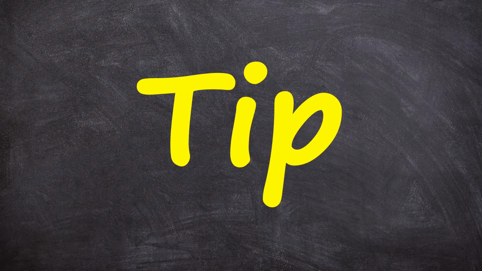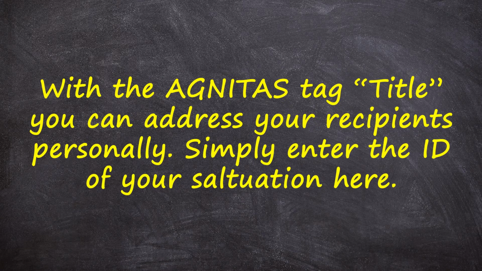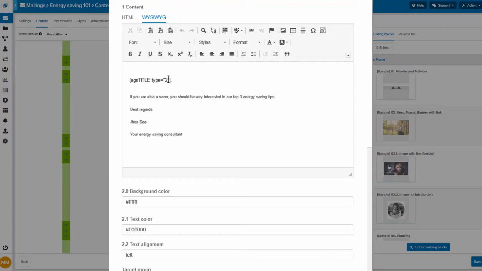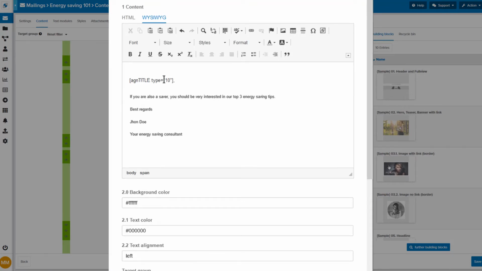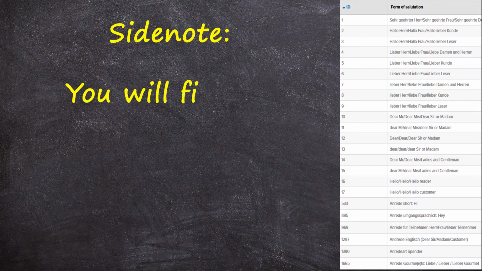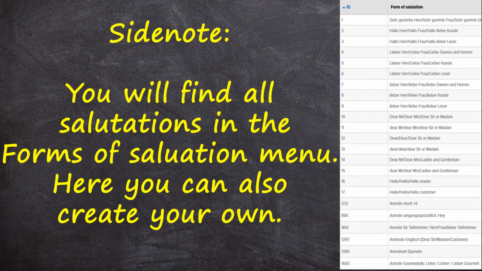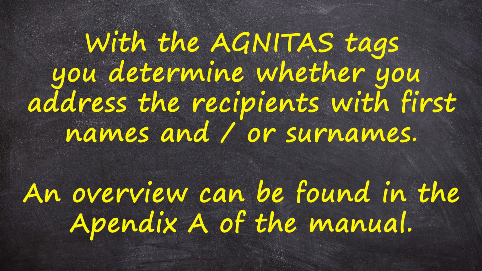Tip: with the AGNITAS tag title, you can address your recipients personally. Simply enter the ID of your greeting here. Side note: you will find all standard greetings in the Forms of Salutation menu. You can also create your own. With the AGNITAS tags, you determine whether you address the recipients with first names and/or surnames. An overview of all tags can be found in the manual in Appendix A.